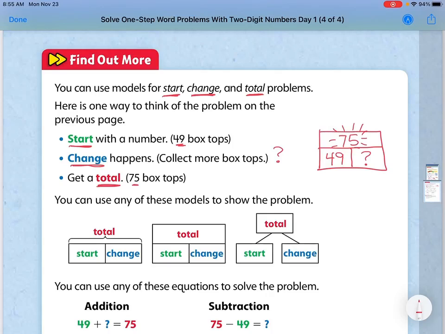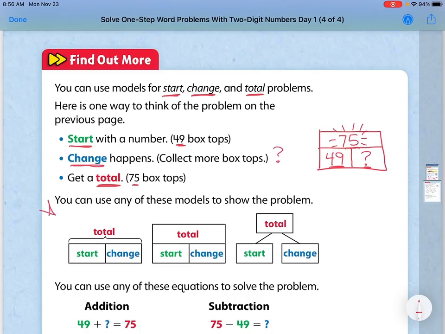And you never add on to the largest number. The largest number is what your total is, so you can subtract away from it. We could have done 75 minus 49, or we could add up to it by starting at 49 and adding up till we get to 75.